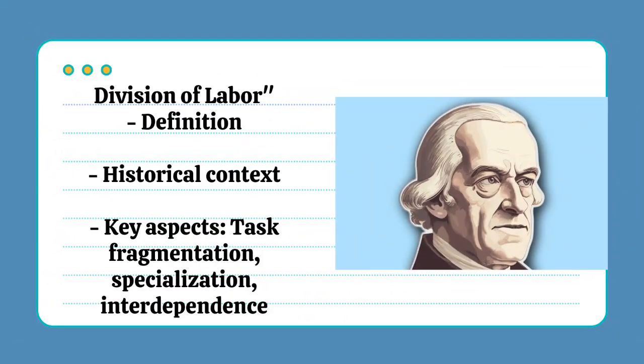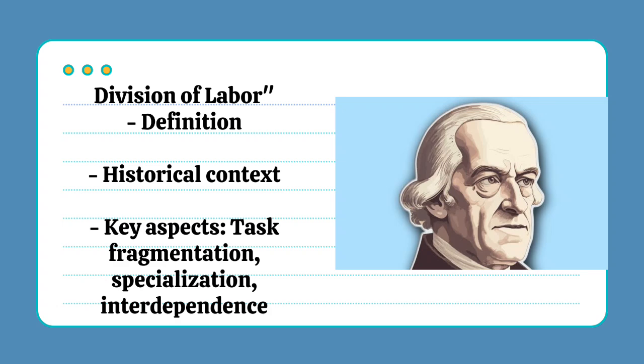What are we discussing about? Division of labor and specialization. What is the meaning of that? Division of labor refers to the separation of work process into several tasks, with each task performed by separate person or group. This specialization allows workers to focus on specific tasks, increasing efficiency and productivity.